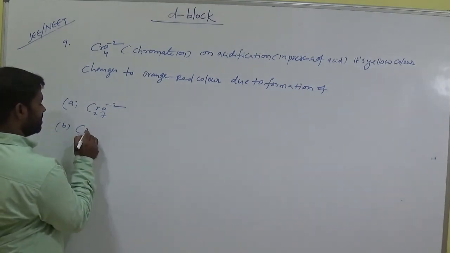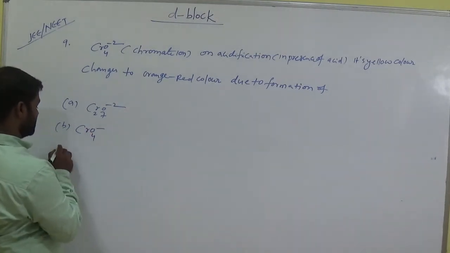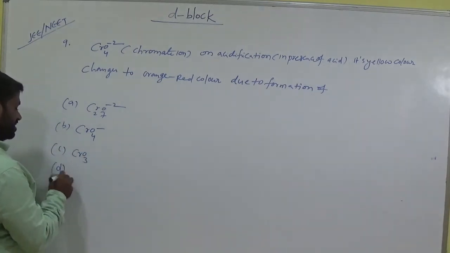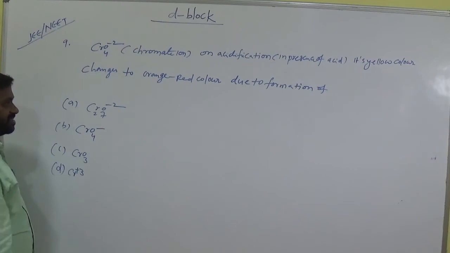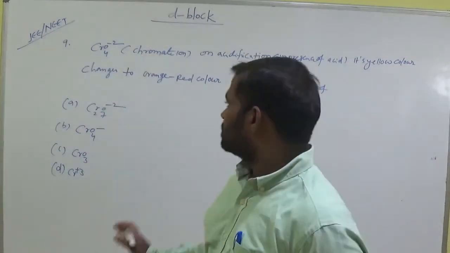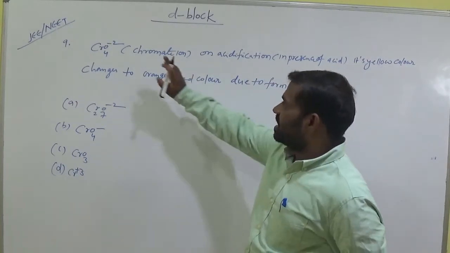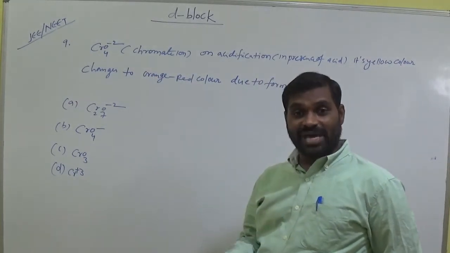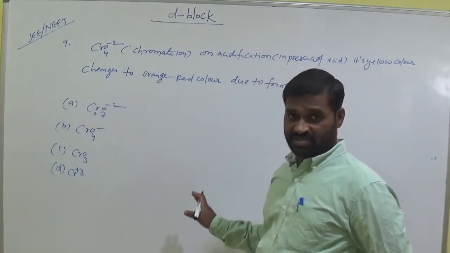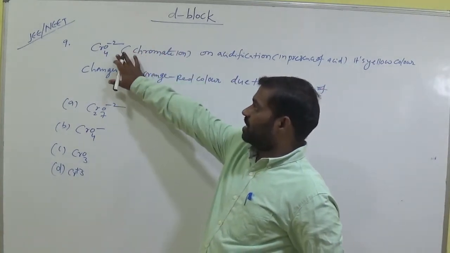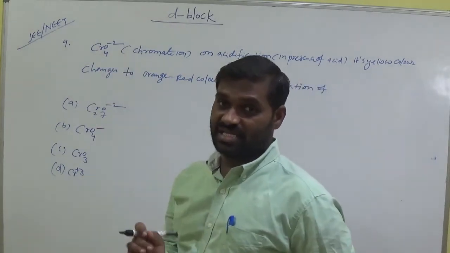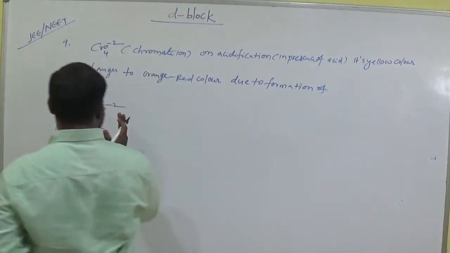Another one is CrO4 minus and CrO3. Option D, Cr plus 3. So which ion is formed due to this conversion? CrO4 minus in presence of acid, which ion is formed? During this process, the yellow color of chromate ion changes to orange red color. What is the reason? That means which compound is formed here?